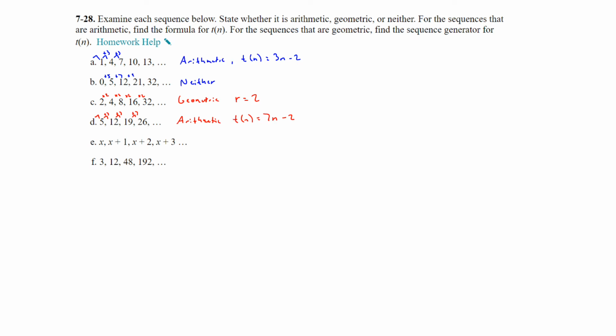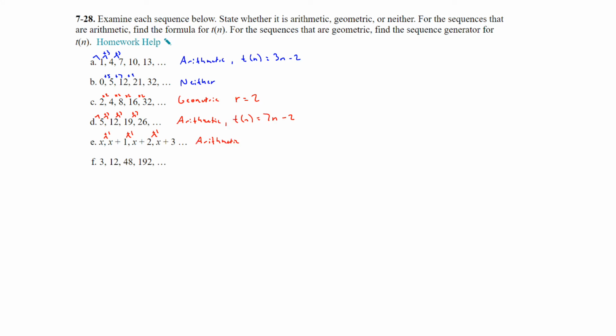On E, it looks a little different here. We're going from x to x plus 1 to x plus 2 to x plus 3. But if you look, all we're doing each time is adding 1. If we add 1 to x plus 1, we get x plus 2. If we add 1 to x plus 2, we get x plus 3. So this is arithmetic, even though it's not just numbers, but it is still arithmetic.